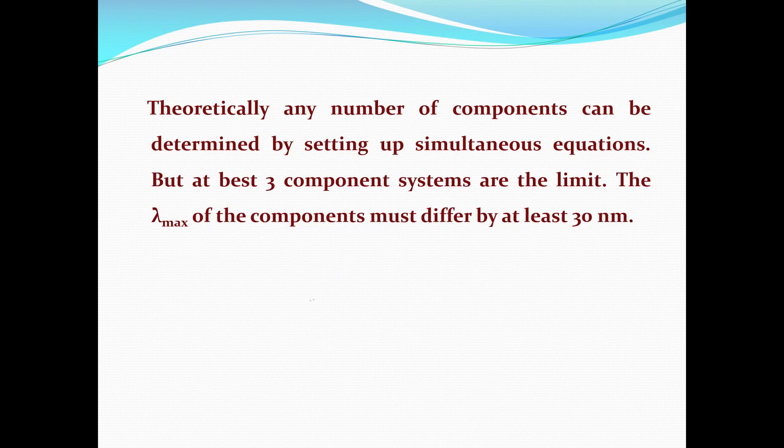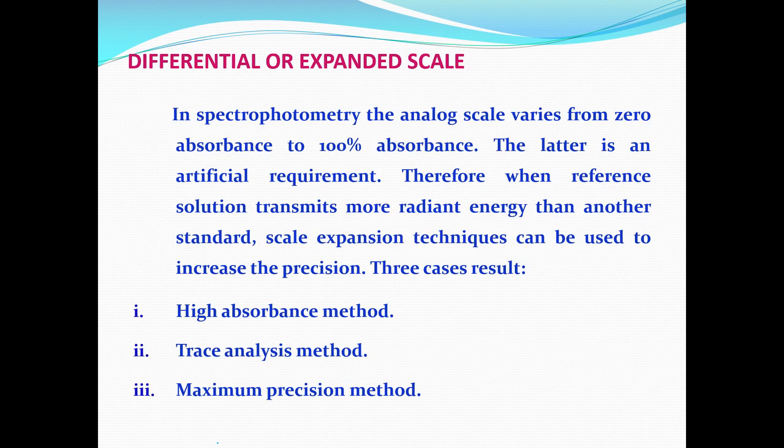What is the practical approach? The absorbance lambda max of the two substances should be separated by at least 30 nanometers if I have to apply this method to a fair degree of accuracy. So, this is what I was telling you. Normally 3 component systems people do and people have tried, but more than 3 becomes a little trickier. Then it may not be worth the time and effort and money to do such an analysis.